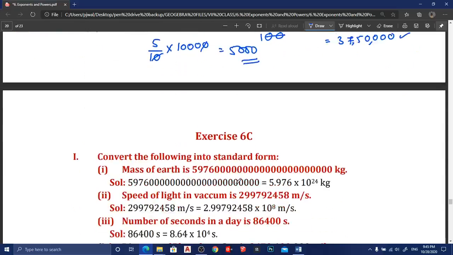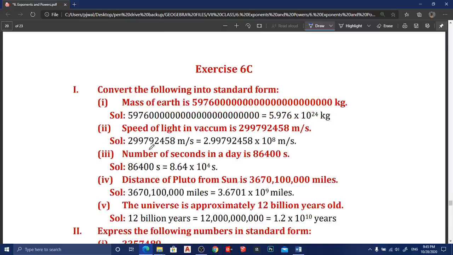Okay, so now exercise 6C. Convert the following into standard form. A very big number is given. The mass of the earth is this many kgs. So how many zeros are there here? Count 1, 2, 3, 4, 5, 6, 7, 8, 9, 10, 11, 12, 13, 14, 15, 16, 17, 18, 19, 20, 21 zeros. 22, 23, 24 up to here.